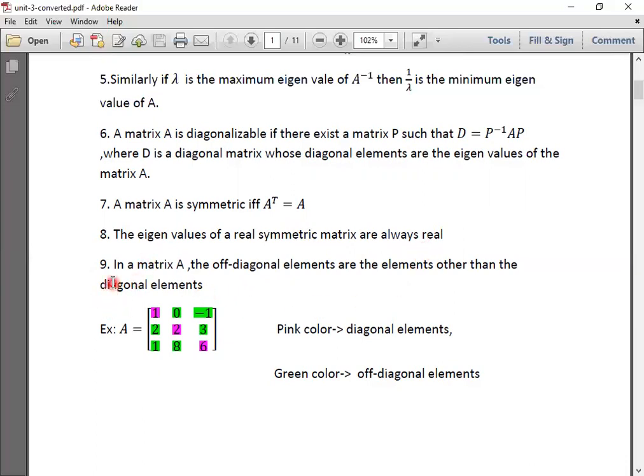Next point is, in a matrix A, the off-diagonal elements are the elements other than the diagonal elements. I am giving an example here. I have taken a 3 by 3 matrix. In this, the principal diagonal elements are 1, 2, 6. These are said to be diagonal elements. They are shown with pink color. And all other elements are shown in green color. They are all said to be off-diagonal elements.